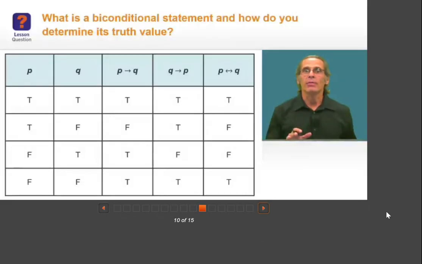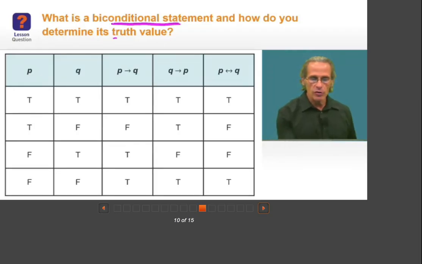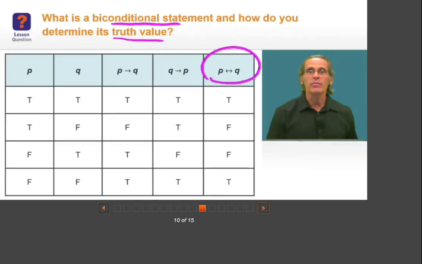We have used truth tables for conjunction and disjunction statements, but now we're going to use truth tables for the lesson question: what is a biconditional statement and how do you determine its truth value? So we'll learn what a biconditional statement is and we'll build a truth table for it.